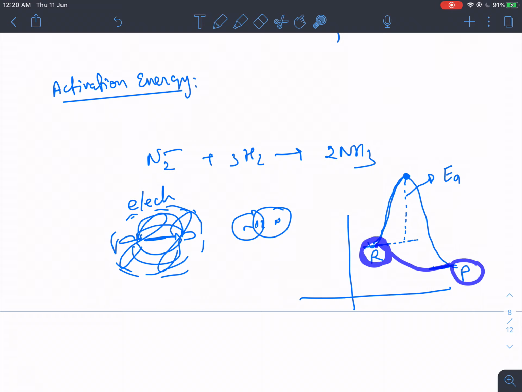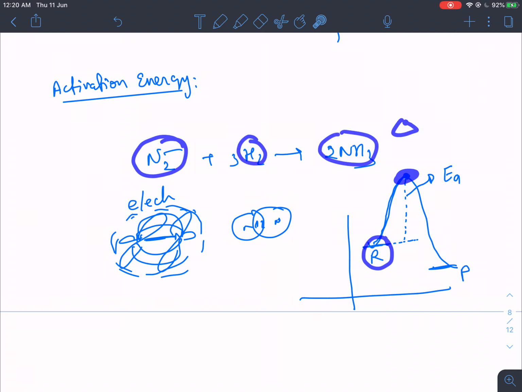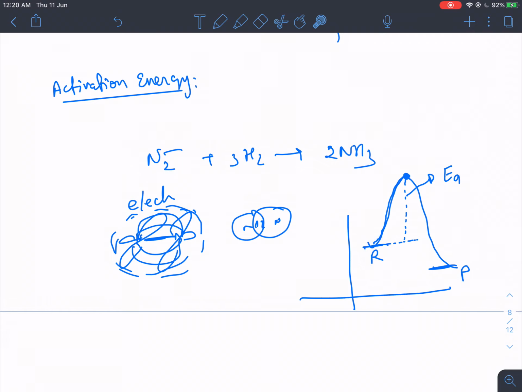Reactant probably will not exist in nature, but because of this activation energy, reactant is also possible. Like you see, the reaction of ammonia is exothermic. The delta H is negative, which means ammonia is much more stable as compared to the individual forms of nitrogen and hydrogen. But thank God there is a barrier of activation energy.